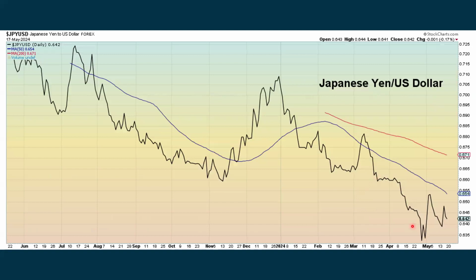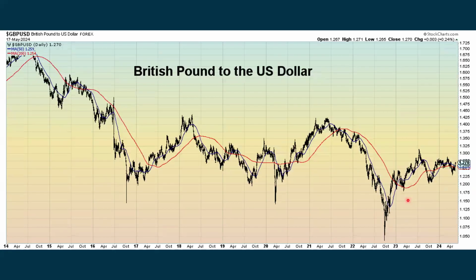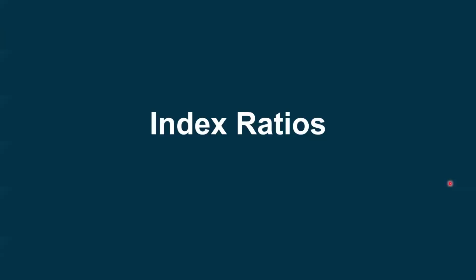Here's the Japanese yen, which really started to go up. There was some speculation that the Japanese government stepped in to prop up the yen against the dollar. Well, that's kind of been fading now, as the yen is in a downtrend compared to the dollar. Here's the British pound, which is still in an uptrend compared to the dollar and starting to show a little bit of strength as the dollar has been weaker.